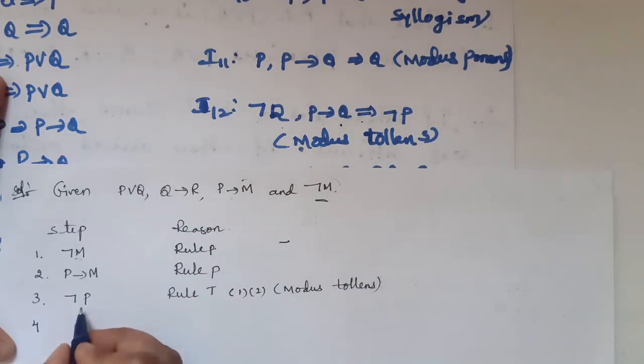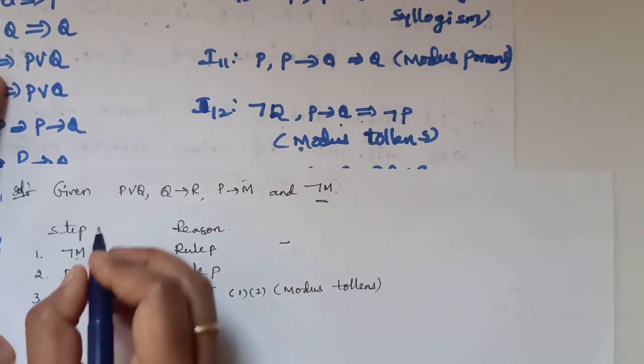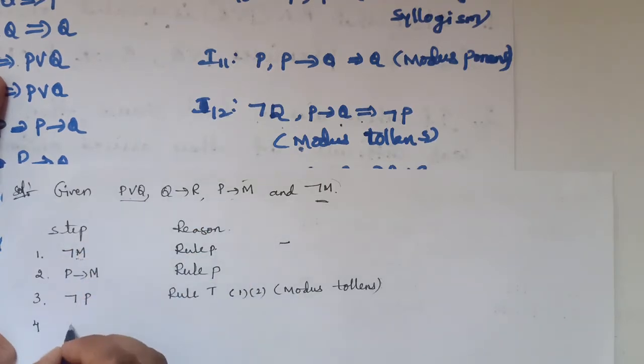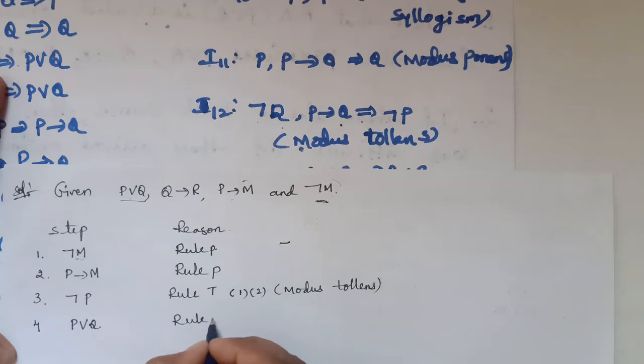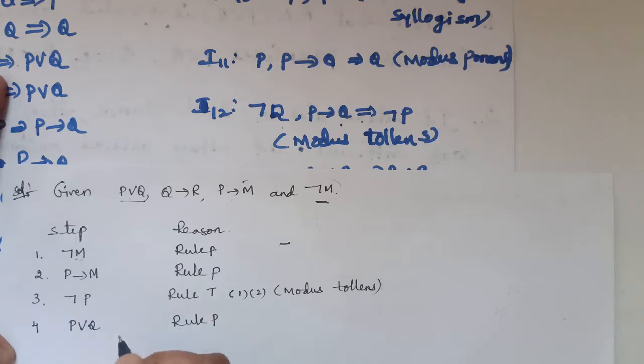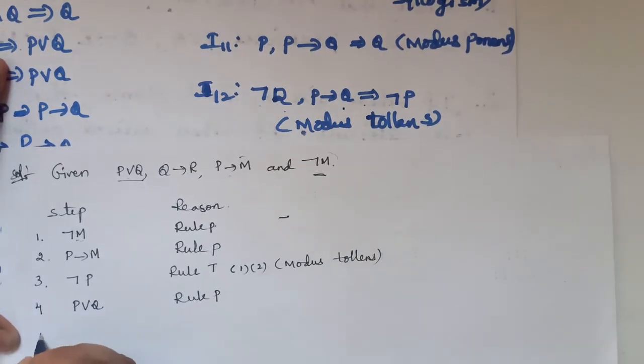Next, negation P. Next, I am selecting P or Q. I am introducing one more premise, that is P or Q. This is Rule P. If you introduce any one of the premises, that is Rule P. Next, the fifth one.